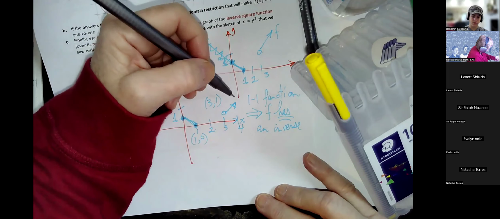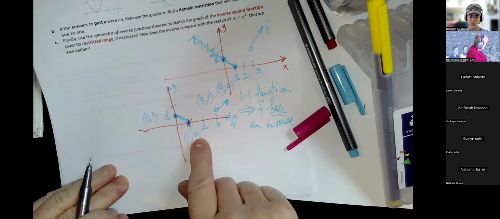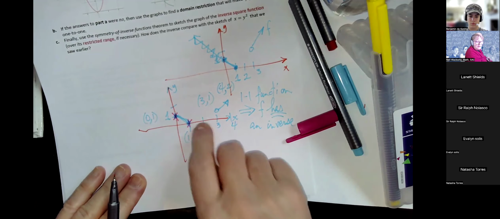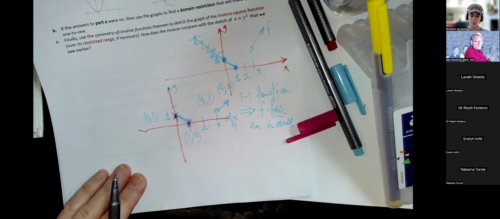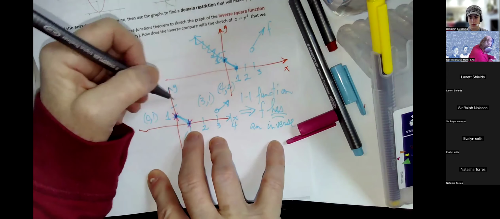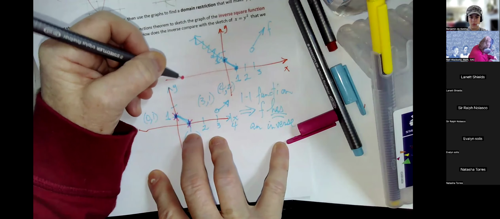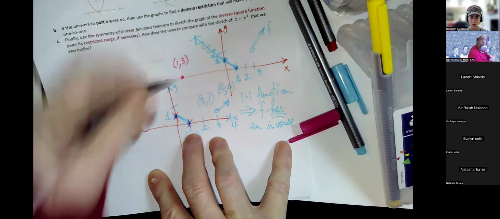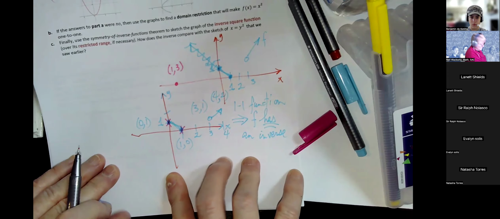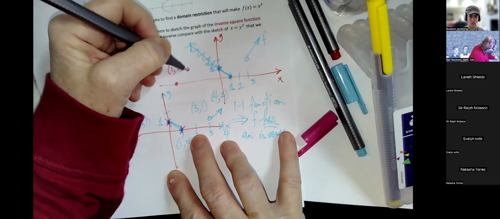To sketch F inverse, all we have to do is switch. So instead of 0, 1, we want a 1, 0. Instead of 1, 0, we want a 0, 1. That's kind of boring. But here it gets more fun. Instead of 3, 1, we want 1, 3. Let's see, 1, 1, 2, 3. And instead of 4, 2, we want 2, 4.